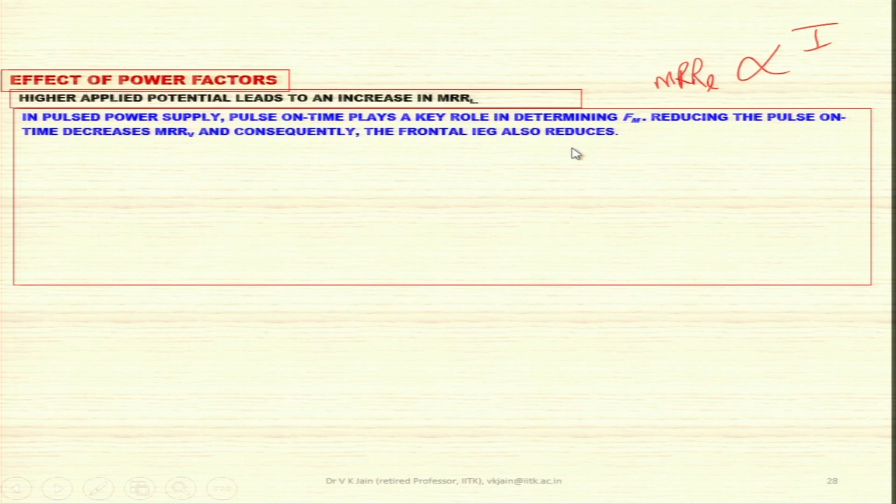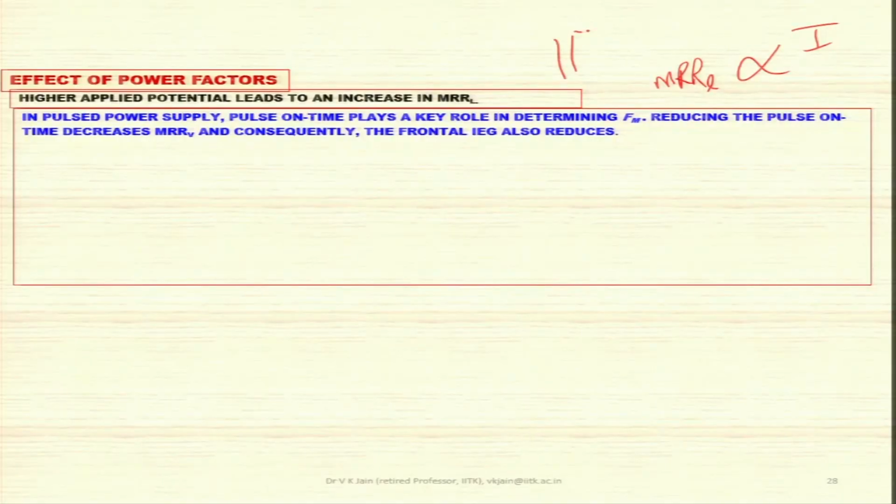and consequently the frontal inter-electrode gap also reduces, because if material removal rate is decreasing, then definitely inter-electrode gap, that is the gap between the wire and the workpiece, is going to decrease, because this recession of this workpiece in this direction is decreasing.